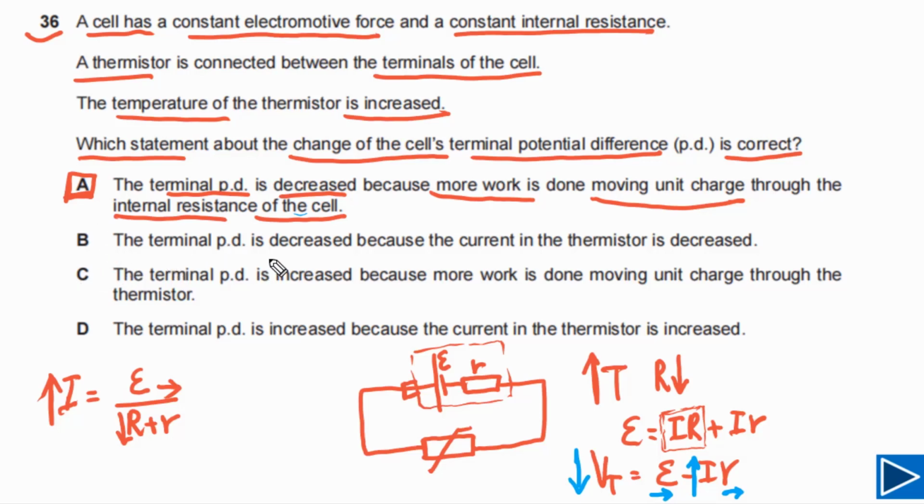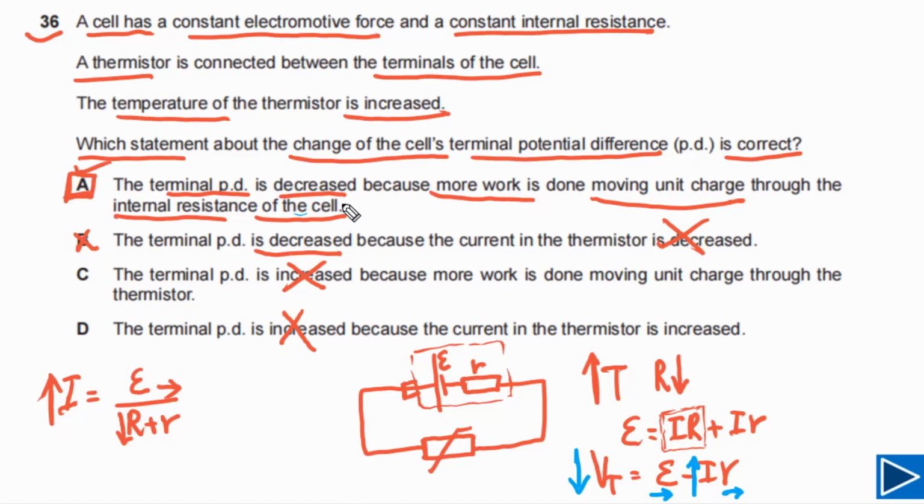If you look at option B, it is given to us the terminal potential difference is decreased because current in the thermistor is decreased. Actually, the current increased. So this is not the reason, and option B is not correct. Terminal potential difference increased: this is incorrect. Terminal potential difference increased: this is also incorrect. So the answer for this question is A.